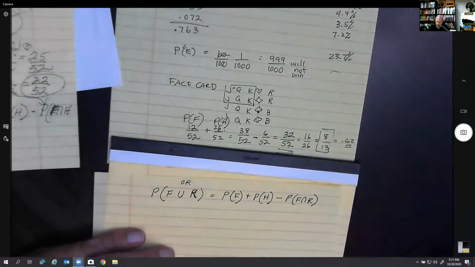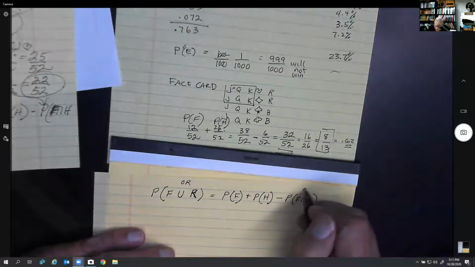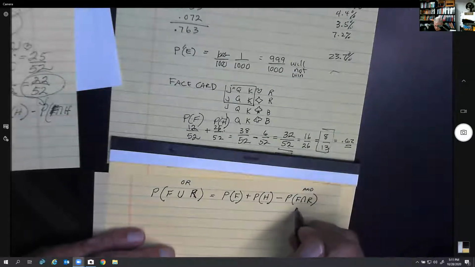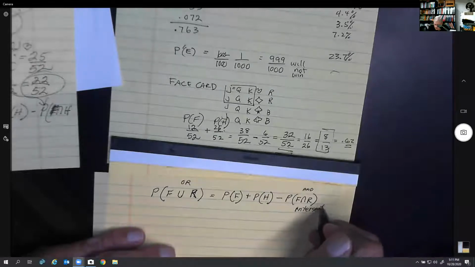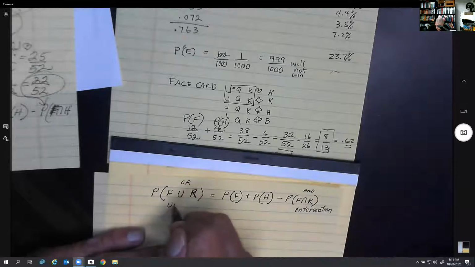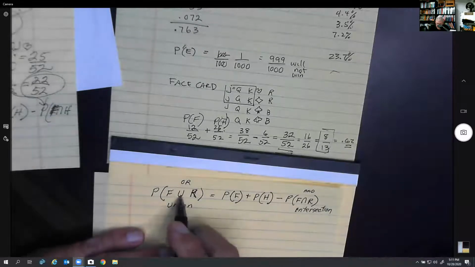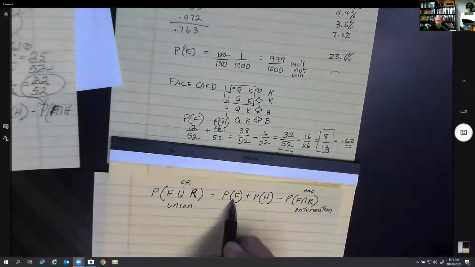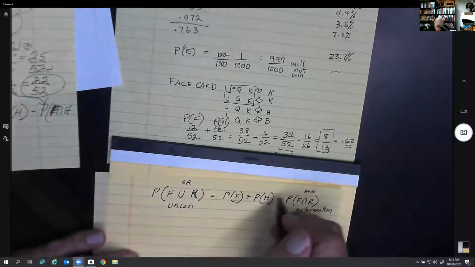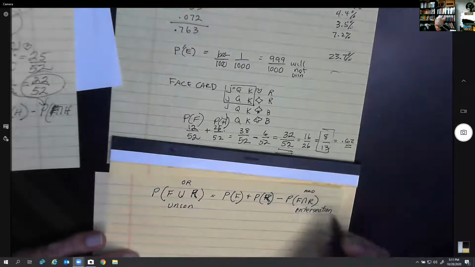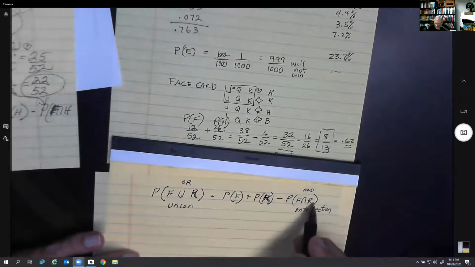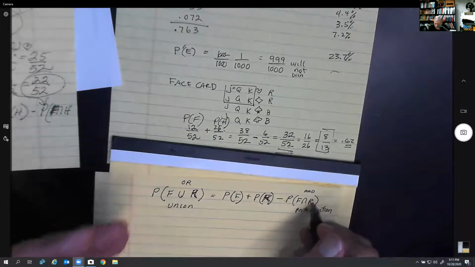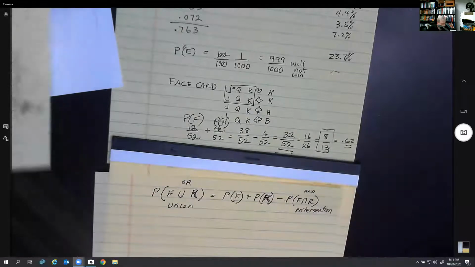See? This is called an "and", and this is what we call an intersection. And this part is called a union. The union of all these things is the probability of it being a face card, plus the probability of being a red card, minus the intersection, the double counting. This is where you double counted. And that's how we write that.